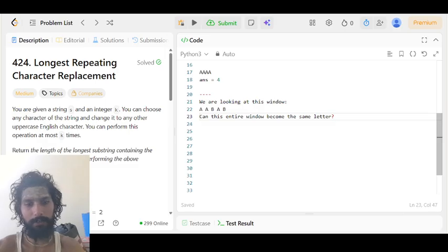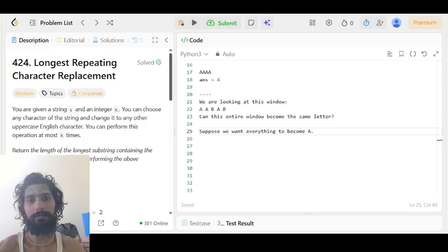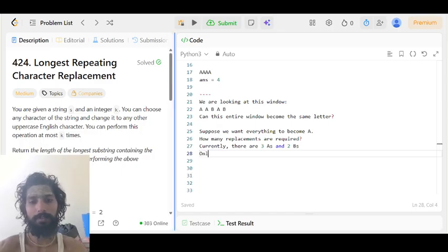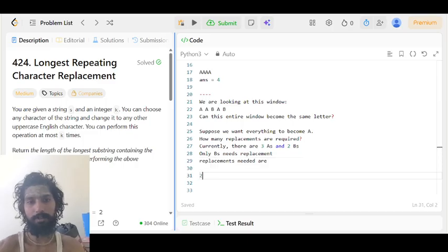So suppose we want everything to become A. Then the question is how many replacements are required? Currently, there are 3 A's and 2 B's. Only the B's need replacement. So the replacements needed are 2.